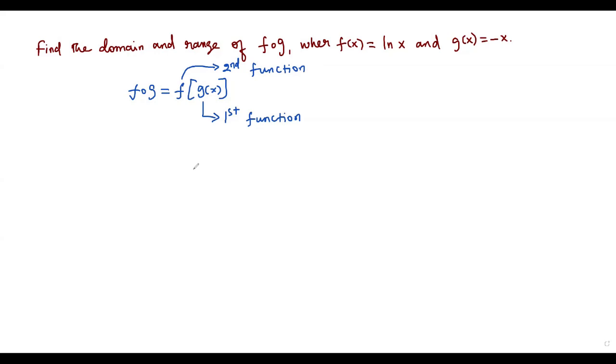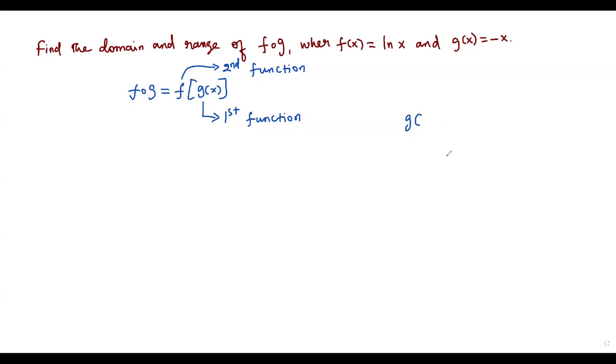Now let's understand what domain is. To understand domain, let me consider one of the given functions, g of x equals negative x. How do we find the domain of a function? The domain is the set of values of x for which g of x is defined. For what values can we give x so that g of x is defined? We can give any real value for x. So the domain of g of x is all real values.